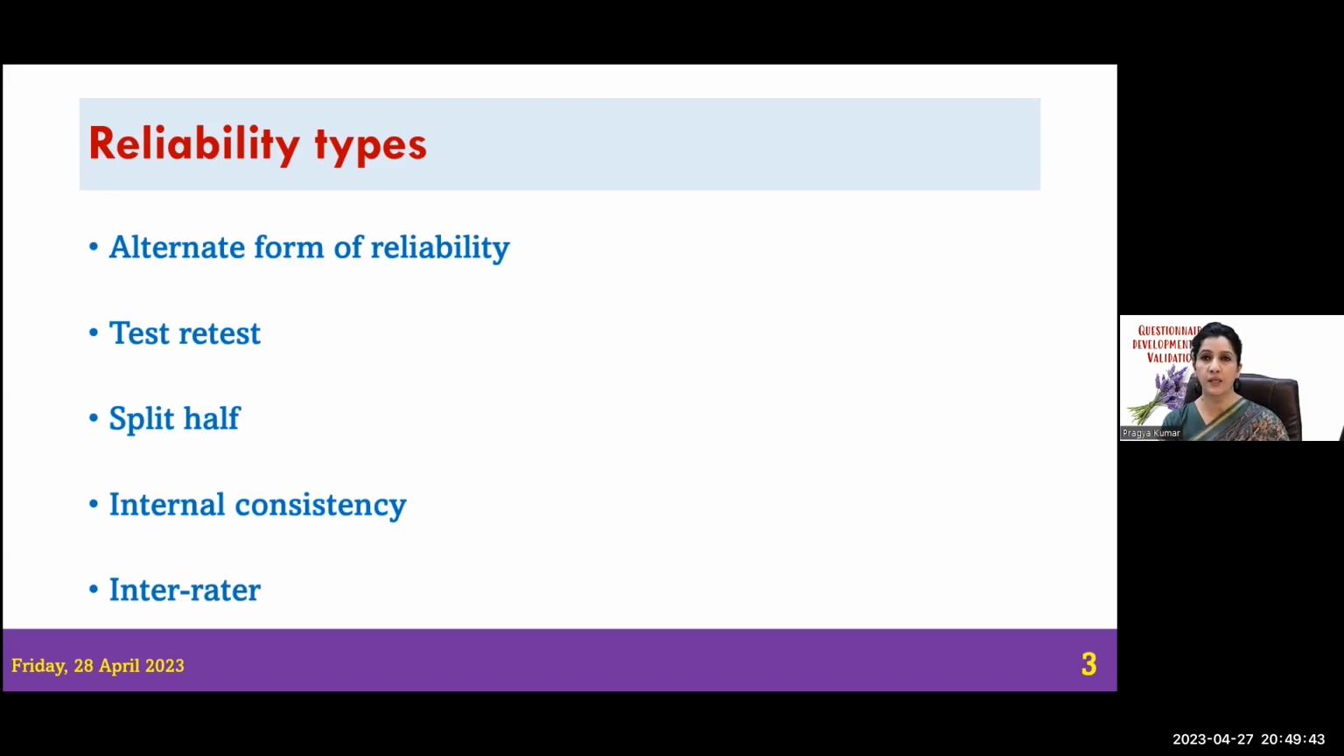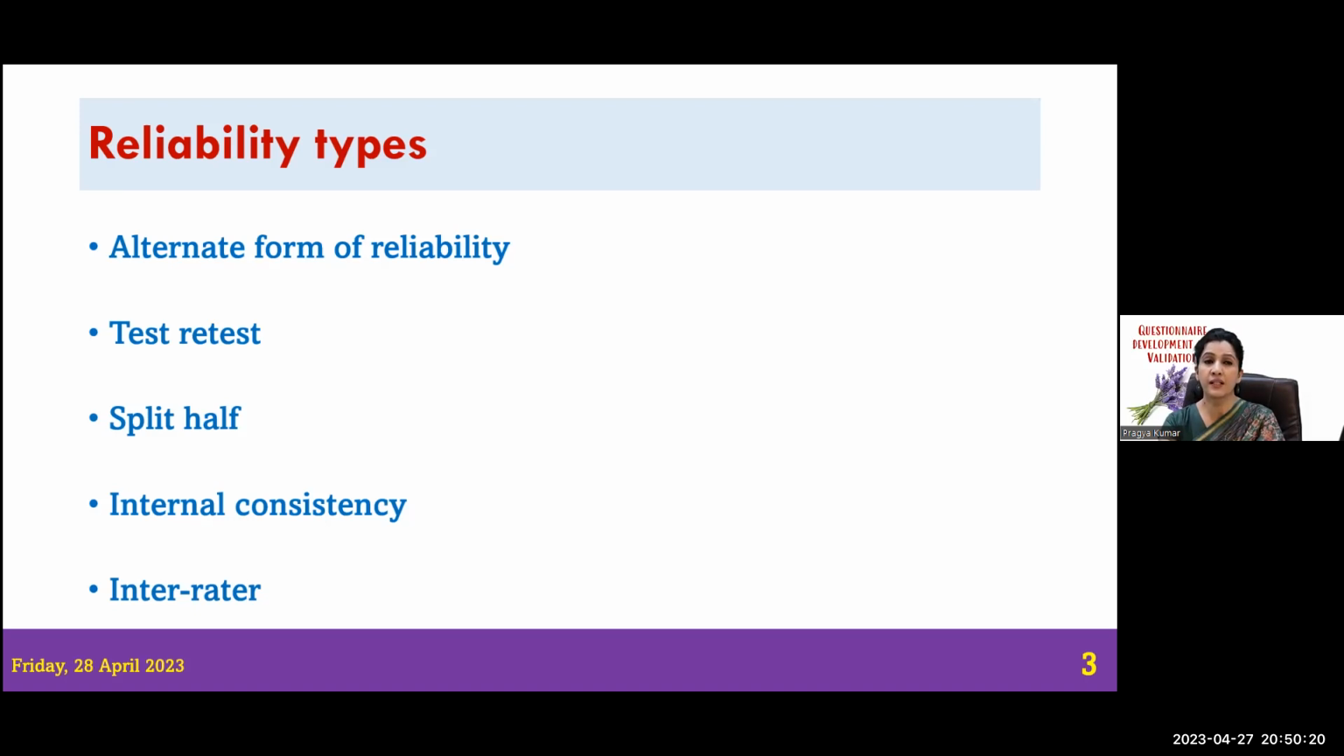Now, Koteshwar Amma is asking, what is the difference between split half and alternate form? Split half is done on the 51 items, but alternate form reliability is from a pool of questions. Like I said, there were 100 items initially. You take 50 items which are decided for your questions, and you take the alternate tool with the items you have not included, and check the correlation. That is the alternate form of reliability.